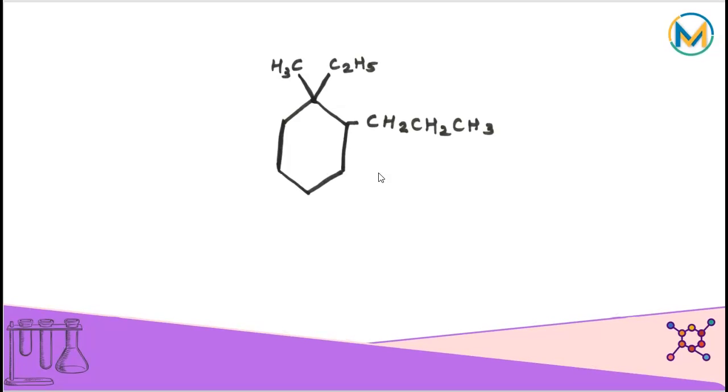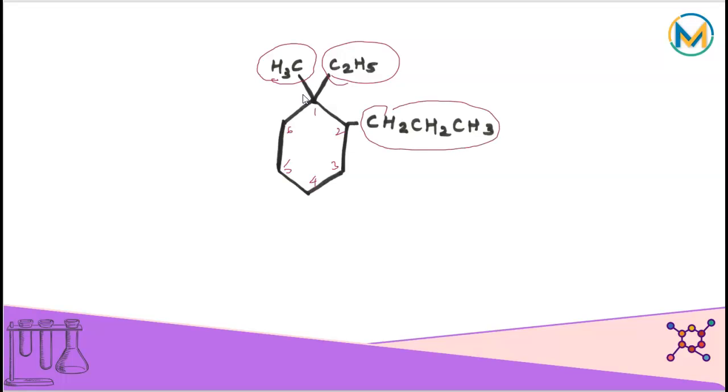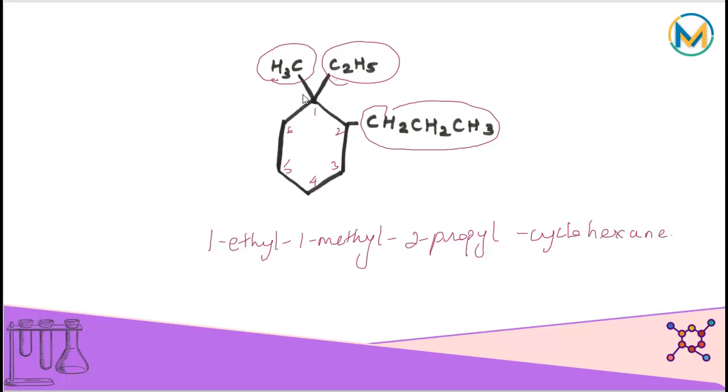The next one here. Here the parent chain is cyclohexane. There are 6 carbons here, 5, 6. So 6 carbons here, cyclohexane. We have 3 attachments: methyl, ethyl and propyl. Alphabetically, when we number, ethyl should get the first preference. So 1-ethyl, 1-methyl, 2-propyl, and it's 6 carbons, so cyclohexane. 1-ethyl-1-methyl-2-propylcyclohexane.